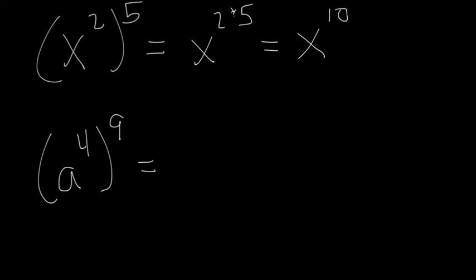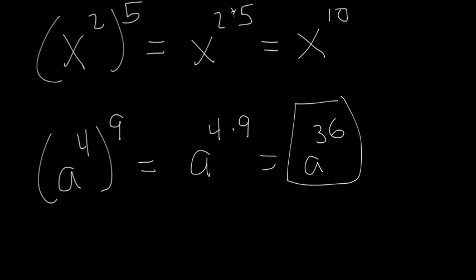Let's try the second one here. This would become a to the 4 times 9. We can't leave it like that because that's got multiplying there. We should do that multiplying. 4 times 9 gives you 36. So this is your final simplified answer for the second one, and this is the final simplified answer for the first one.